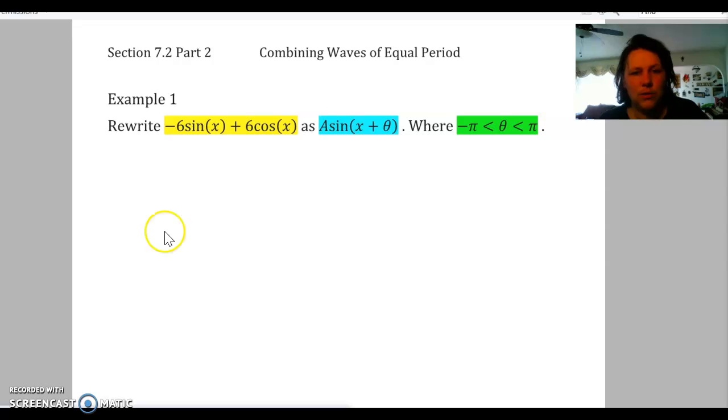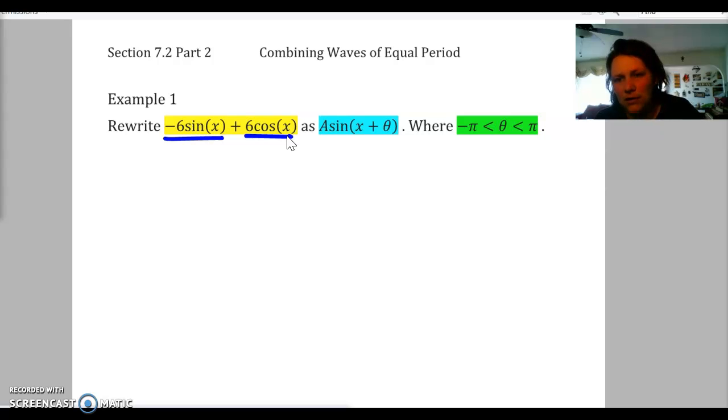So what we are doing with this one is we're taking two separate trig functions. In this case we have negative 6 sine x plus 6 cosine x. So negative 6 sine x plus 6 cosine x. So what those are is two different individual sine wave or cosine wave trig functions.